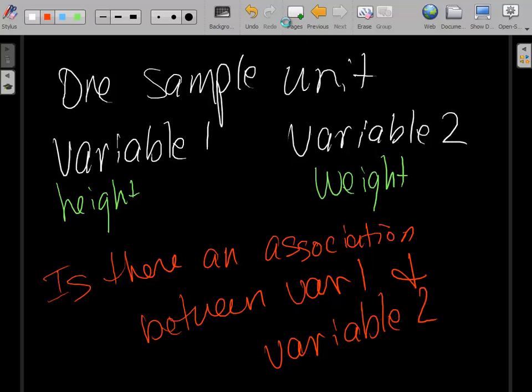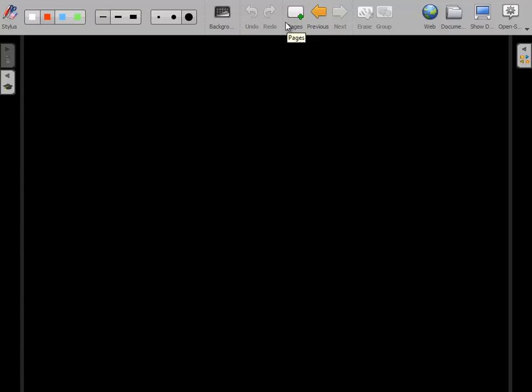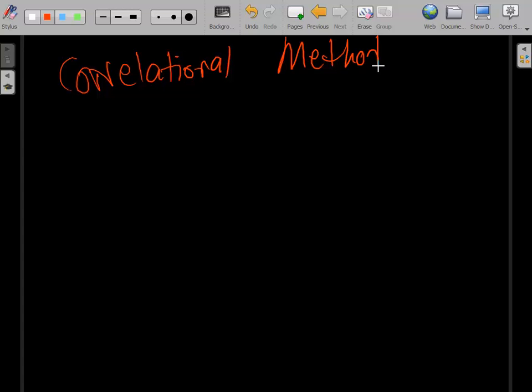Okay, so this association, like I mentioned, is not a causal relationship. It doesn't mean that I can make somebody taller and therefore they will be heavier, but it is a correlational connection, and correlation is something we'll study towards the end of this semester. So correlational method is an association between two variables.